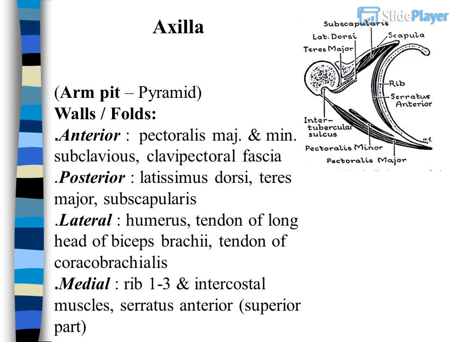Axilla, armpit: pyramid, walls, folds. Anterior: pectoralis major and minor, subclavius, clavipectoral fascia. Posterior: latissimus dorsi, teres major, subscapularis. Lateral: humerus, tendon of long head of biceps brachii, tendon of coracobrachialis. Medial: ribs 1 to 3 and intercostal muscles, serratus anterior, superior part.